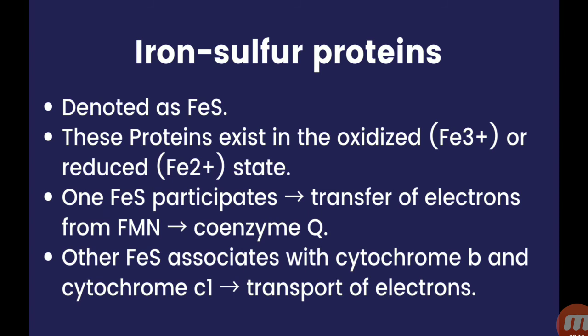Now we will see about the iron sulfur protein. Iron sulfur protein is denoted as FeS. It exists in the oxidized or reduced state. The oxidized state is denoted with Fe3 plus, and the reduced state is denoted with Fe2 plus. One FeS participates in the transfer of electrons from FMN to coenzyme Q. The other FeS protein, associated with cytochrome B to cytochrome C1, participates in the transfer of electrons.